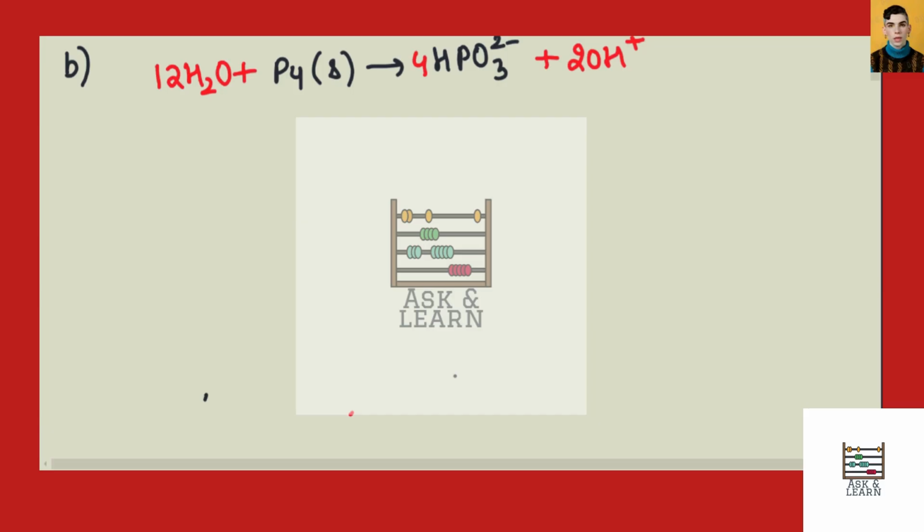And now we have to balance the charge. So on left hand side we have 0 charge, and on right hand side we have 20 minus 8, so 12 positive charge, and we have to put 12 electrons here.